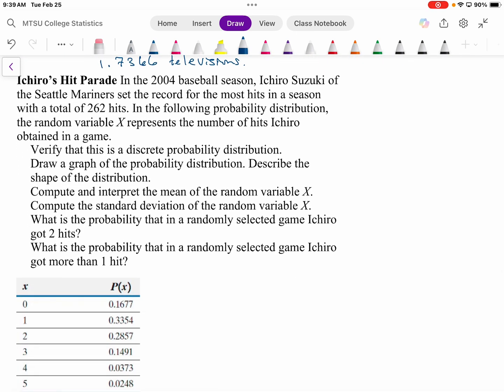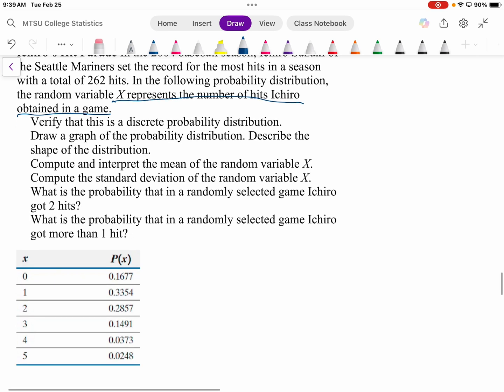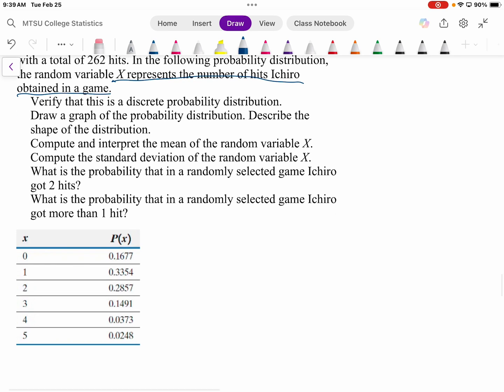Ichiro hit parade in the 2004 season. You guys weren't even born when this happened. Ichiro of the Seattle Mariners set the record for the most hits in a season with a total of 262. In the following probability distribution, the random variable X represents the number of hits. So there they defined what X is. It's the number of hits Ichiro obtained in a game. Verify this is a discrete probability distribution for the first part.